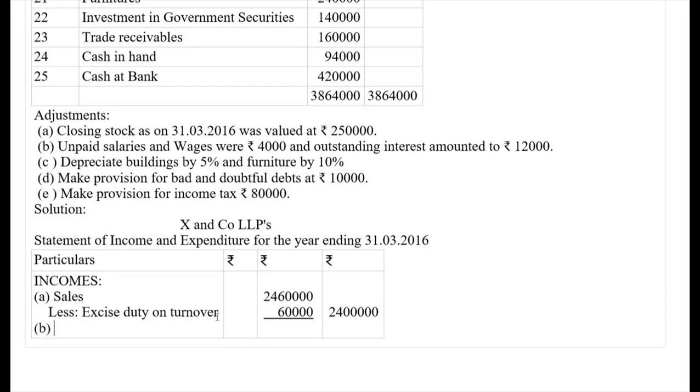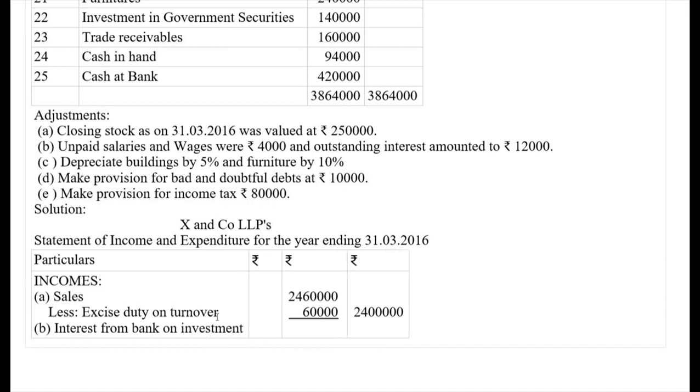that is interest from bank on investment. So that is rupees, it comes under the head other incomes here. So let us take directly to the outer column here. So this interest here, it is 30,000 here.